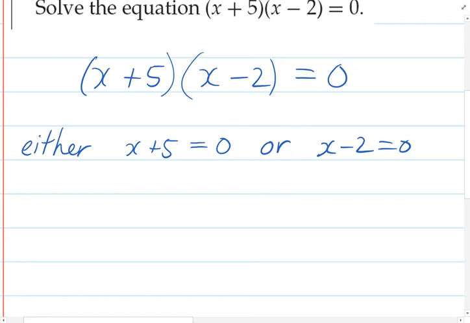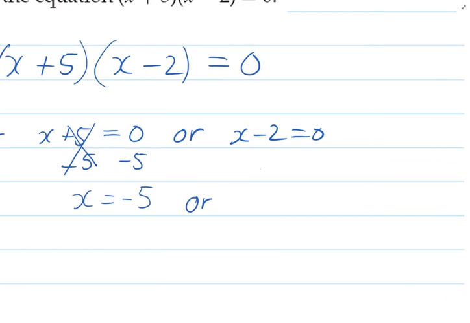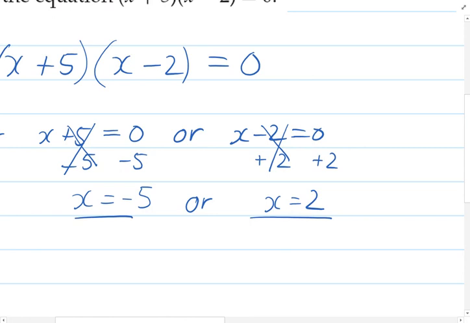So once we've gotten this far, we're just solving these equations for x. So we're going to subtract 5 from both sides for this equation. 5's add to 0, we're just left with x. And on this side, 0 minus 5, that's going to be negative 5. So there's one solution, x could equal negative 5. Or another possible solution, if we solve this equation by adding 2 to both sides, x could be 2. So we have two solutions for these quadratic equations.